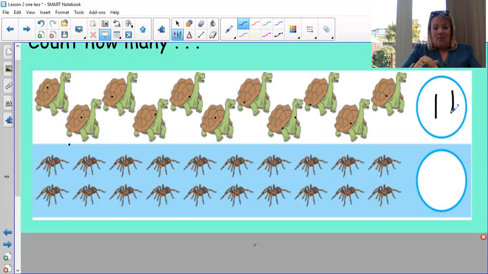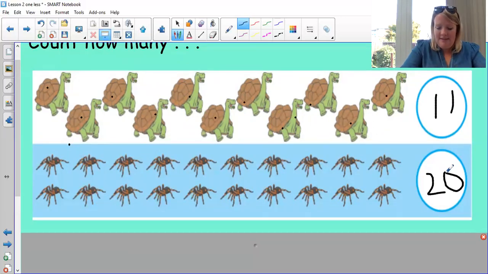Did you get it right? And we can count that again if we want to in twos. 2, 4, 6, 8, 10, and one more, then 10 makes 11. Brilliant job. Let's have a look here. 1, 2, 3, 4, 5, 6, 7, 8, 9, 10, 11, 12, 13, 14, 15, 16, 17, 18, 19, 20. 20 spiders. Ooh. A 2 and a 0.